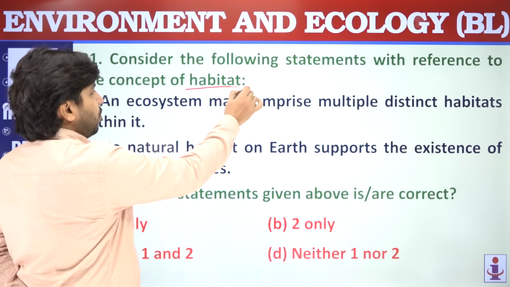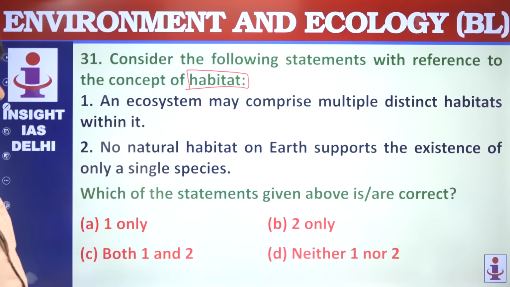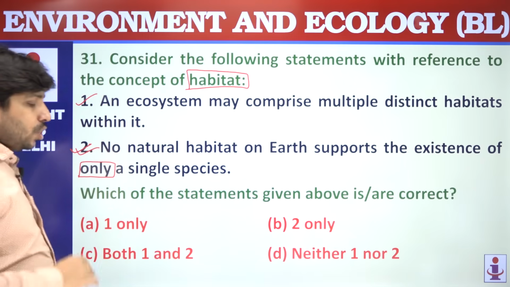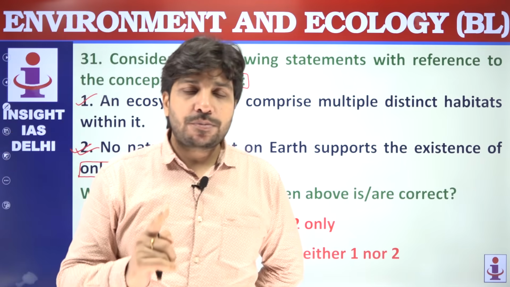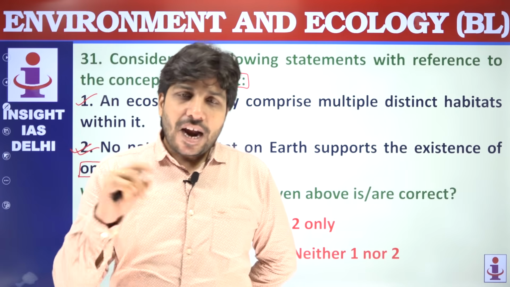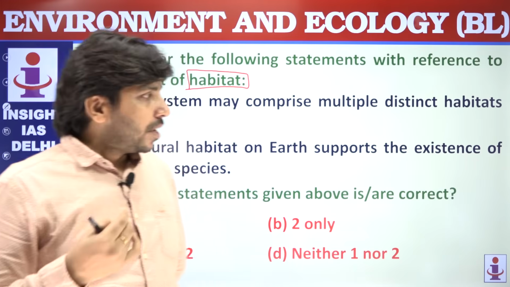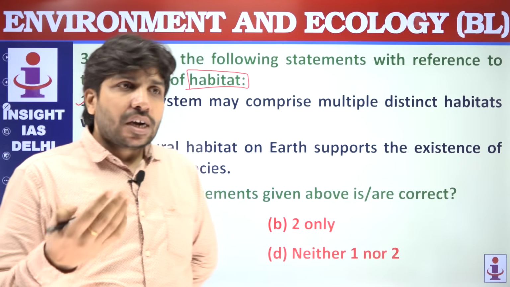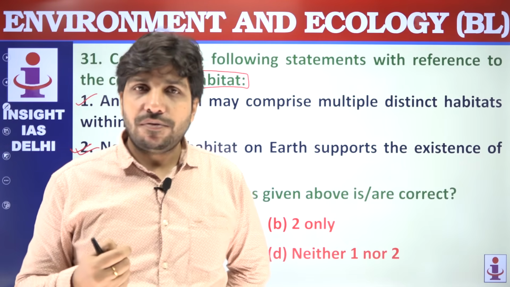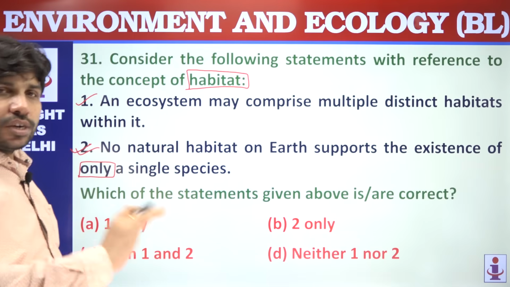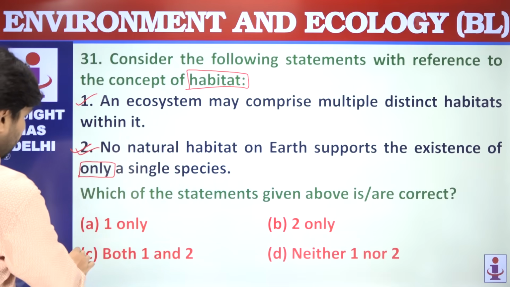Habitat, a question about habitat. An ecosystem may comprise multiple distinct habitats within it. Yes, true. No natural habitat on Earth supports the existence of only a single species. Yes. There cannot be any natural habitat where only one species survives, because that species has to interact with other species. There cannot be a habitat where there is only one species, because what will that species eat, how will it survive? So this statement is correct. There will always be more than one species in a particular habitat. So both these statements are correct.